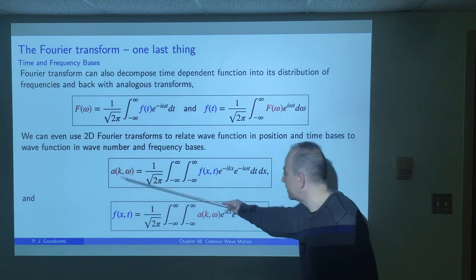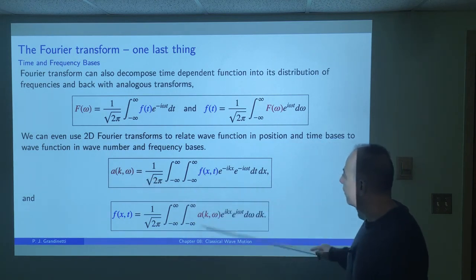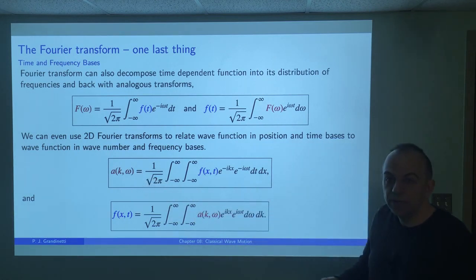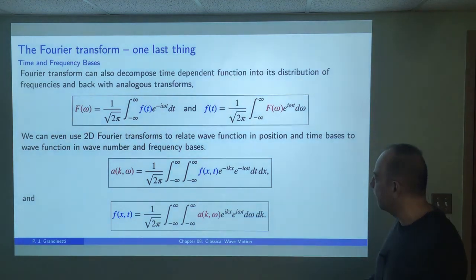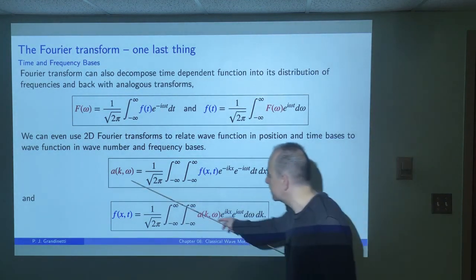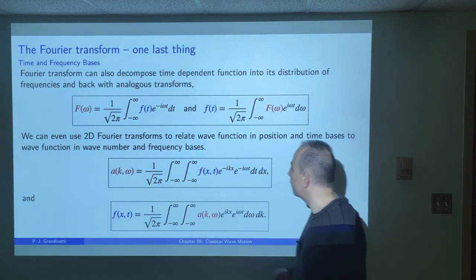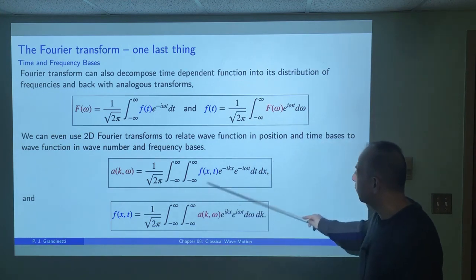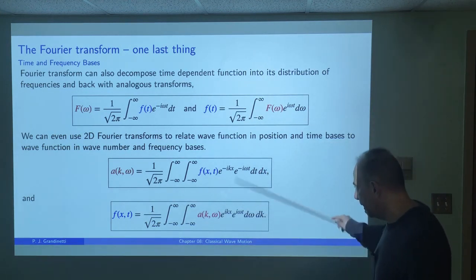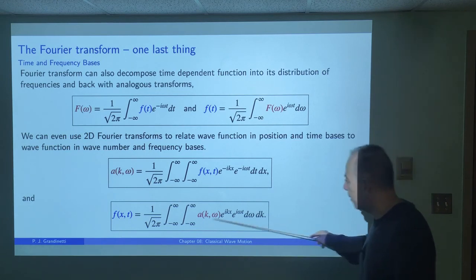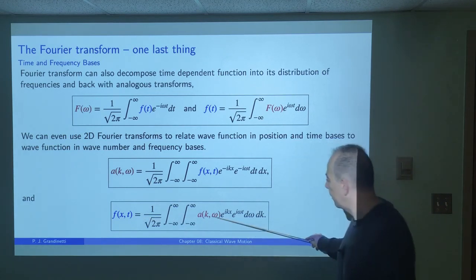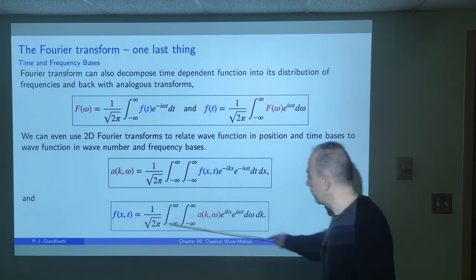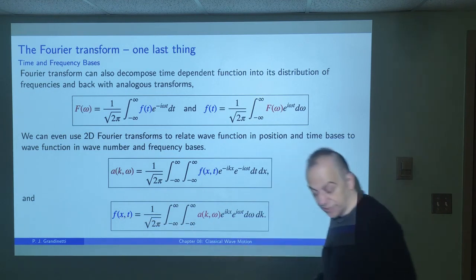So if you have an expression for this wave function, both are equal ways of describing the wave function, just in terms of a different basis. Here it's described in terms of wave number and frequency. Here it's described in terms of frequency and time. And similarly, of course, there's an inverse transform if you wanted to go backwards from the wave function as a function of position and frequency to a function of position and time.